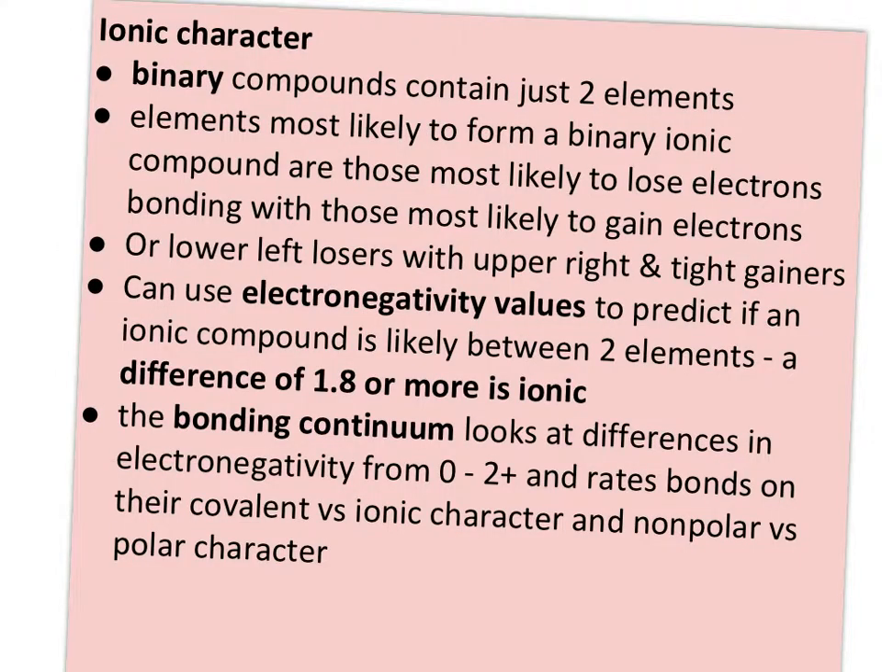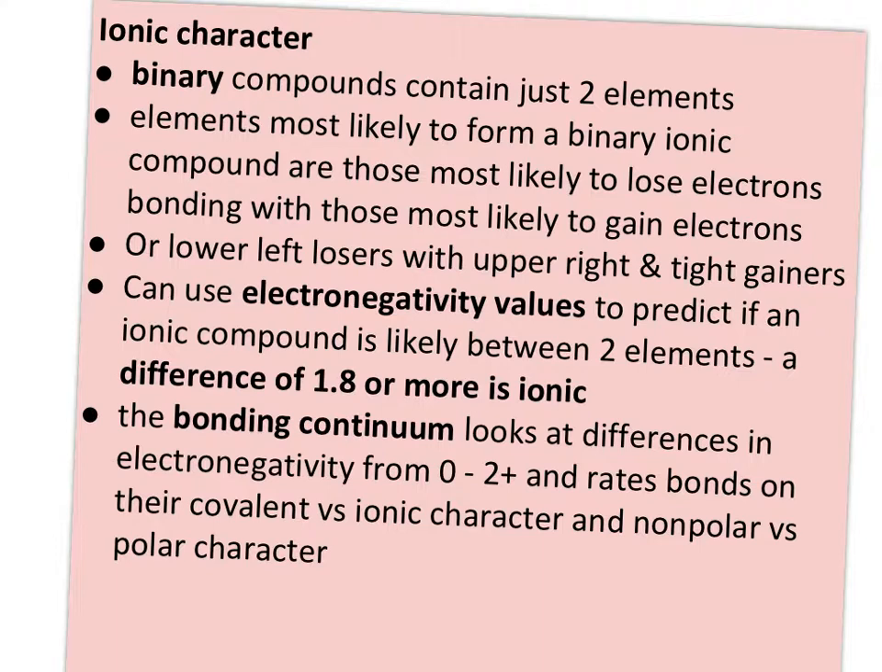And then finally, just a word on what's called ionic character. There's a continuum of bonding from perfectly shared covalent bonds to transferring electrons in an ionic bond. And many ionic bonds are between just two elements, many of the crystal lattices or compounds, and so we call those binary compounds. And again, remember, it's going to form between those most likely to lose electrons with those most likely to gain electrons. So that means the metals in the lower left are the biggest losers and the upper right are the biggest gainers. So our most reactive or most ionic bonds are going to form between something around francium and fluorine.